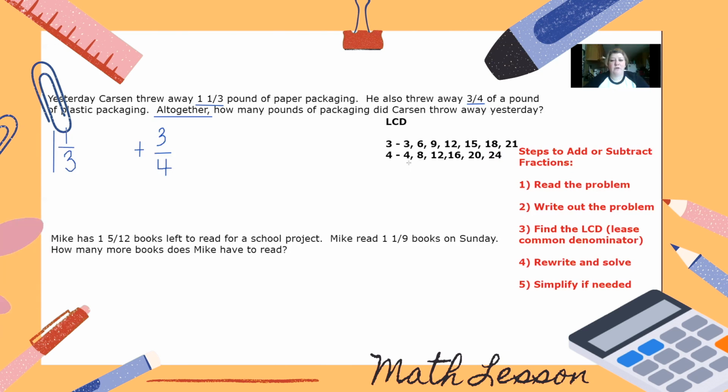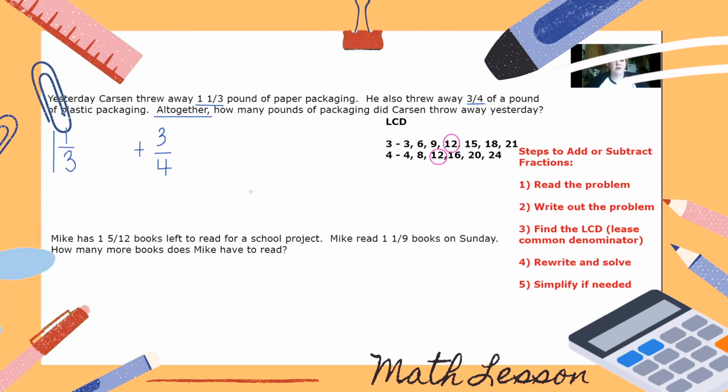So we have 4. Do you see a 4 up here? I do not see a 4. Then we have an 8. Do you see an 8? We have a 12. Do you see a 12? Of course, and so 12 is going to be our least common denominator. We are now going to use that 12 and go to step number 4 and rewrite our problem.